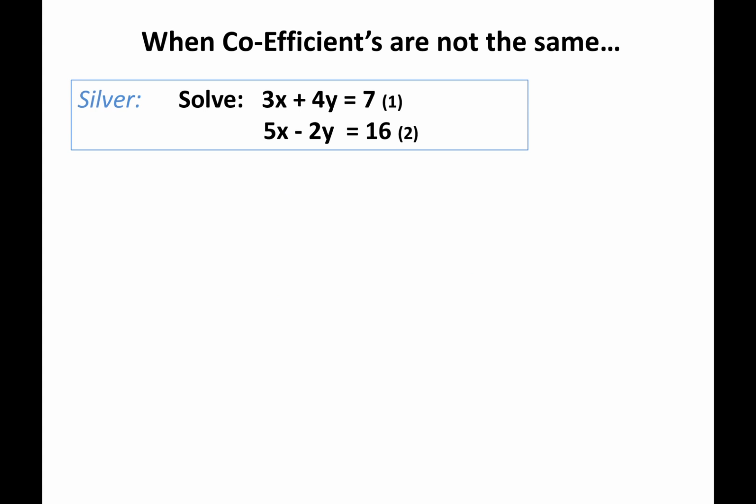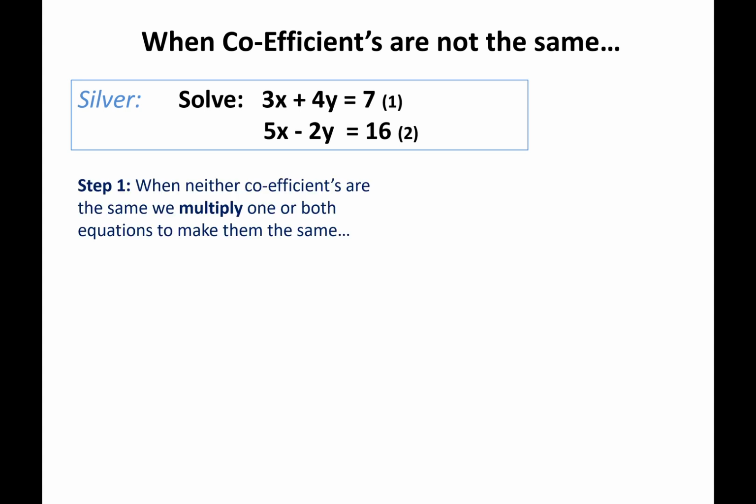Here we're solving for x and y where the coefficients are not the same. Solve for 3x plus 4y equals 7 and 5x minus 2y equals 16. The first thing we do is label our equations 1 and 2. Then, when neither coefficient is the same, we must multiply one or both of our equations to make them the same. We want the numbers in front of the y in this case to be the same. How can we make the numbers in front of the y the same?